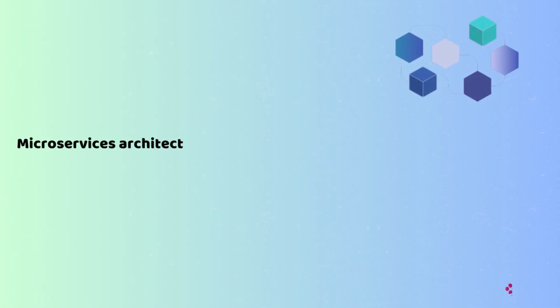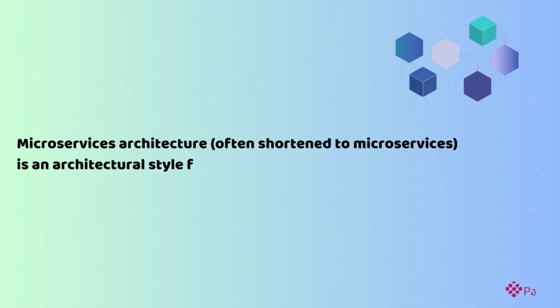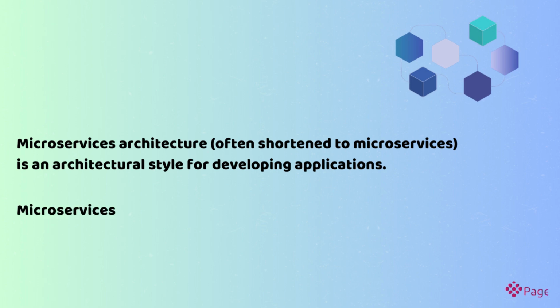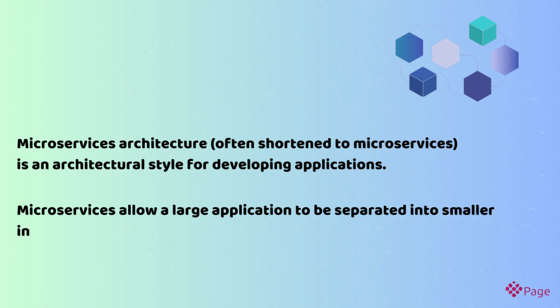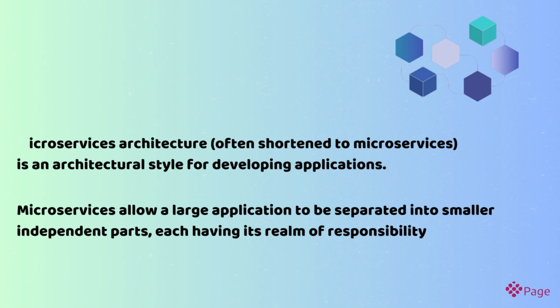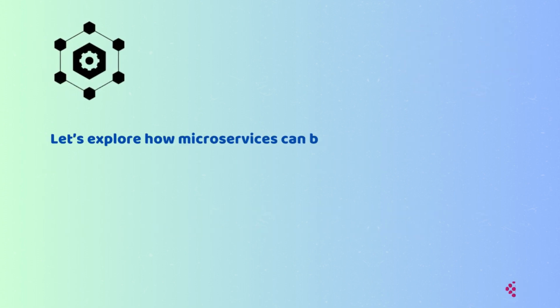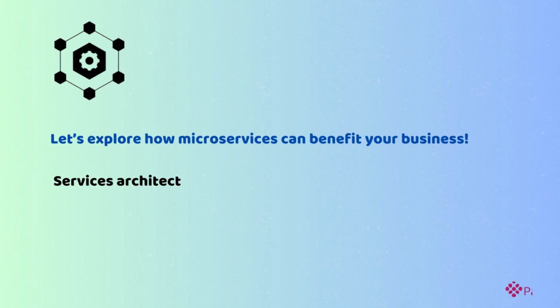Microservices architecture, often shortened to microservices, is an architectural style for developing applications. Microservices allow a large application to be separated into smaller independent parts, each having its realm of responsibility. Let's explore how microservices can benefit your business.